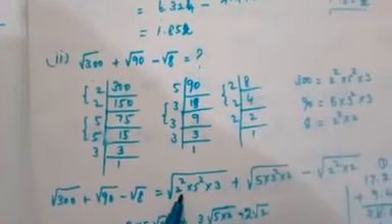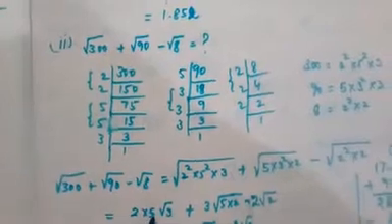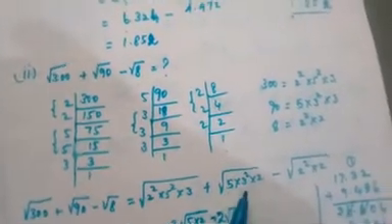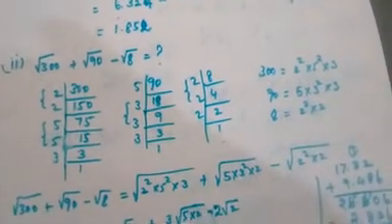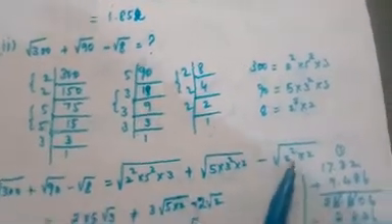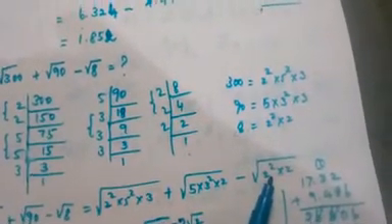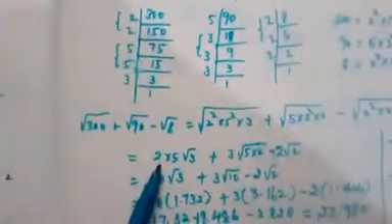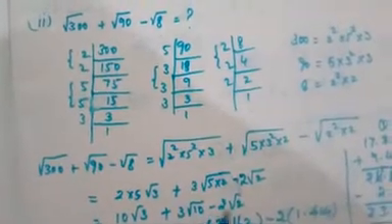Now the square number comes outside from the root, so that is 2 into 5 into root 3. This 3 is inside the root, so root 3. Here only one square number comes out from the root, so that is 3 into square root of 5 into 2. Here we have only one square number, that is 2. 2 comes out from the root, so 2 root 2. So 2 fives are 10. 10 root 3 plus 3 into root 10 minus 2 root 2.